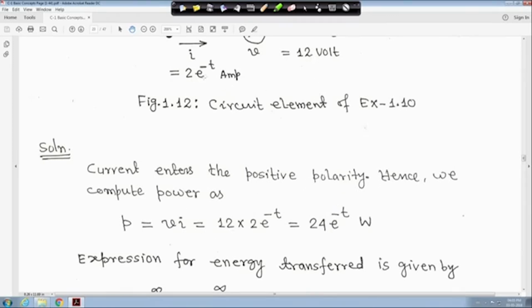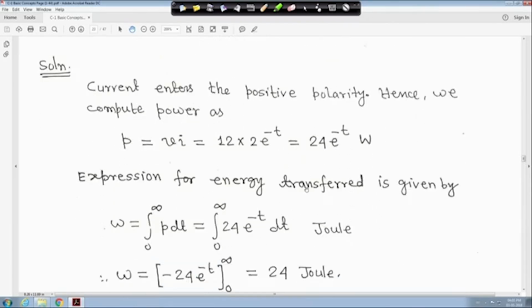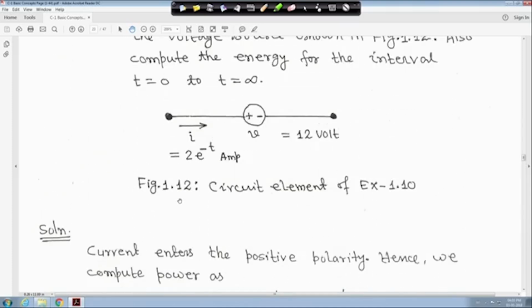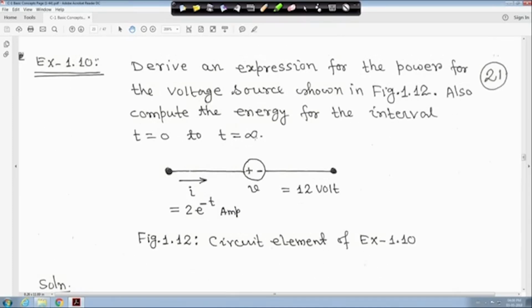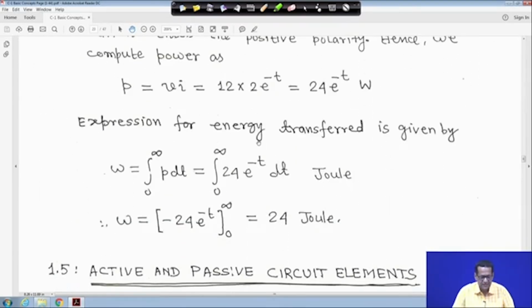And I is equal to 2 into e to the power minus t ampere. Therefore it is 12 into 2 e to the power minus t, that is 24 e to the power minus t watt. This is a time function. Later we will see time functions in AC circuits, but this is just to give you a flavor. The energy transferred between time t is equal to 0 to t is equal to infinity is the limit 0 to infinity of P into dt, where P is power and t is time in seconds, so the result is in joule. So it is the integral from 0 to infinity of 24 e to the power minus t dt.